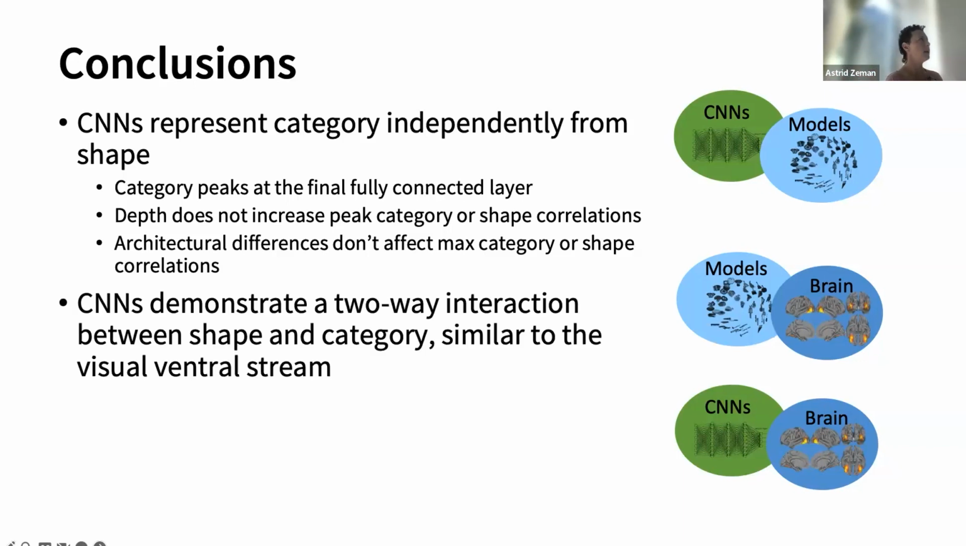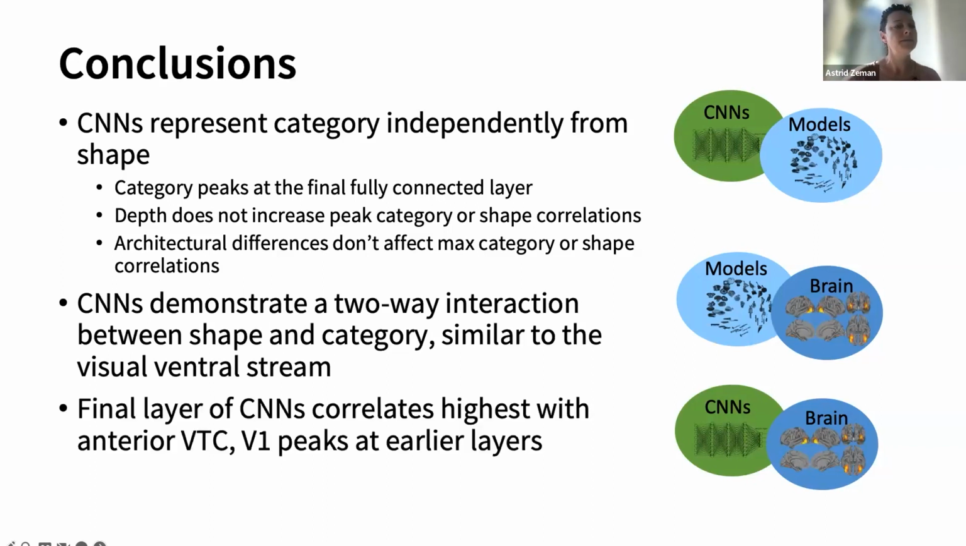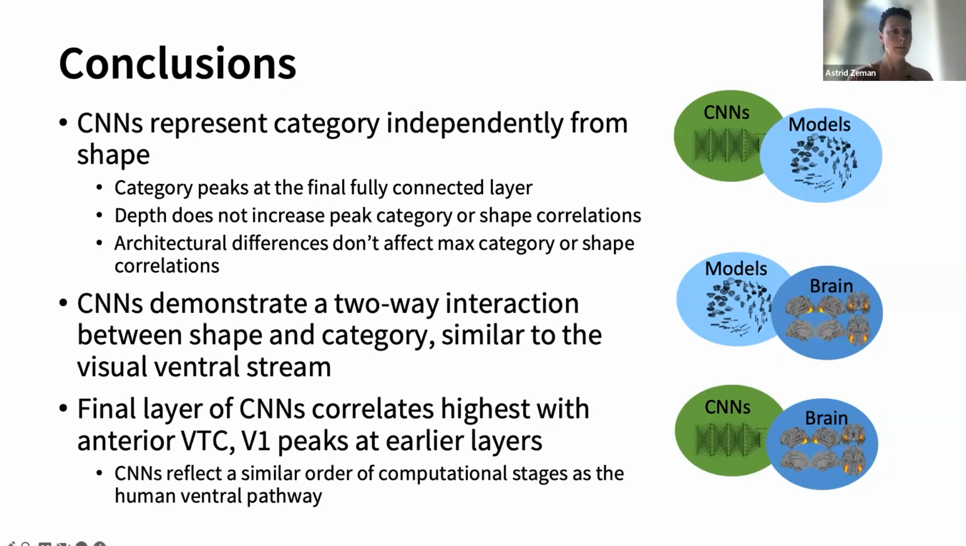CNNs demonstrate this two-way interaction between shape and category, which is similar to the visual ventral stream, which you saw with the ROIs. The final layer of CNNs correlates highest with anterior VTC, while V1 peaks at earlier layers. And this shows that CNNs reflect a similar order of computational stages as the human ventral pathway.